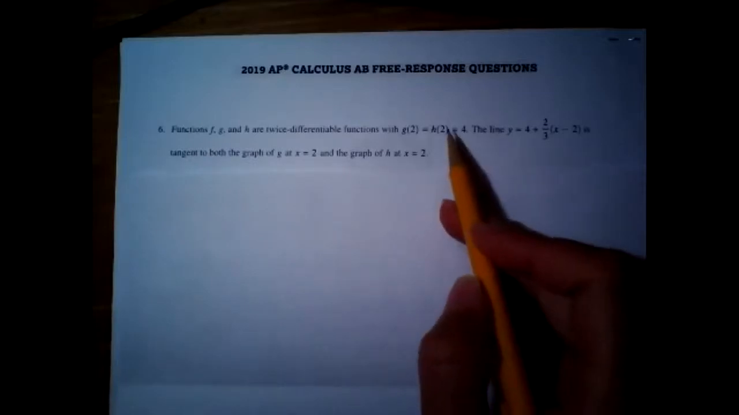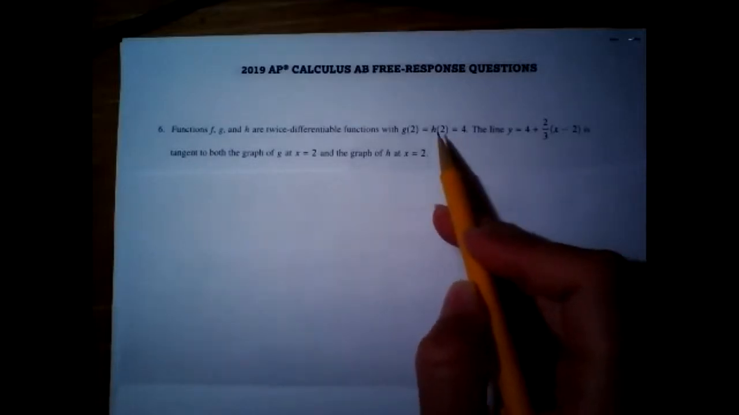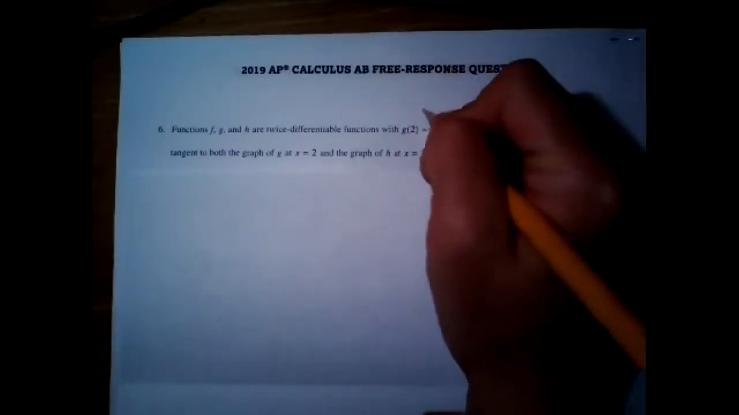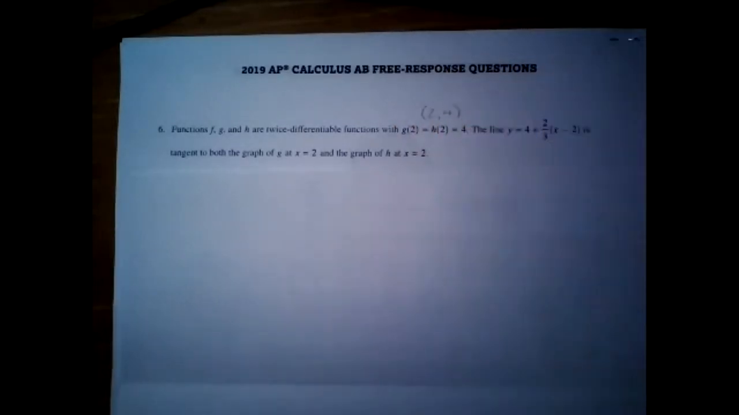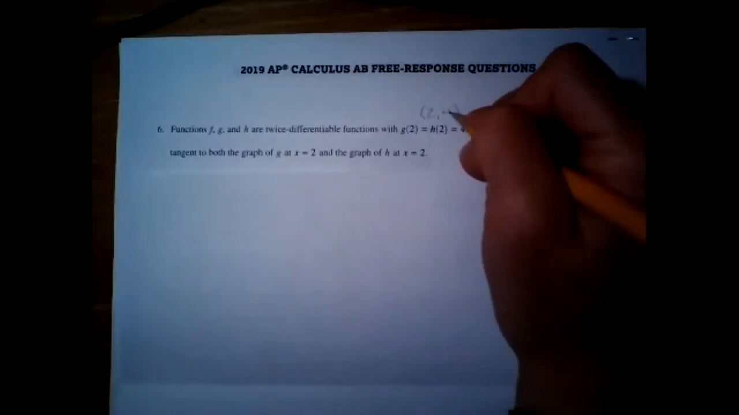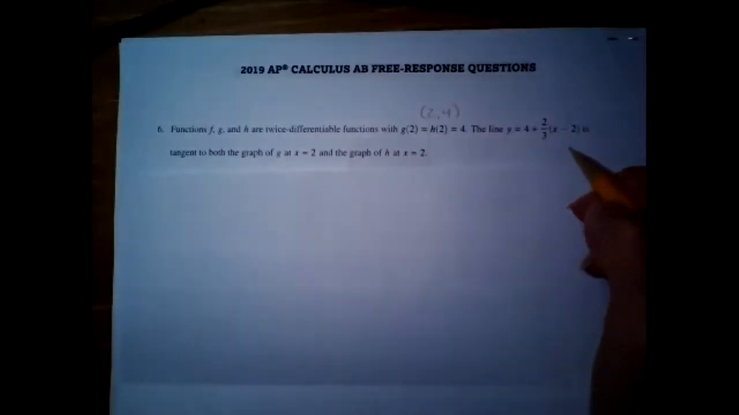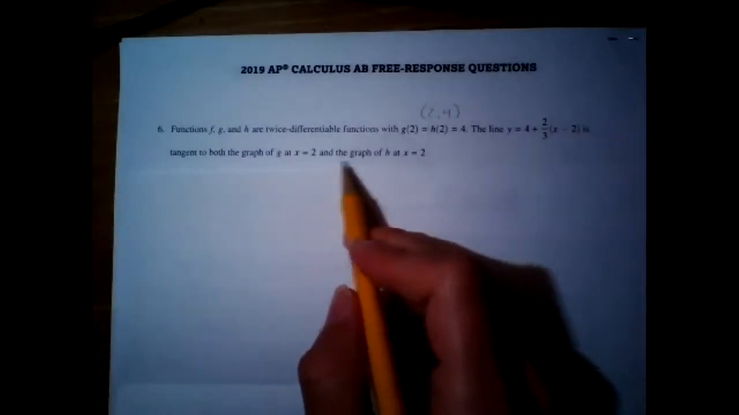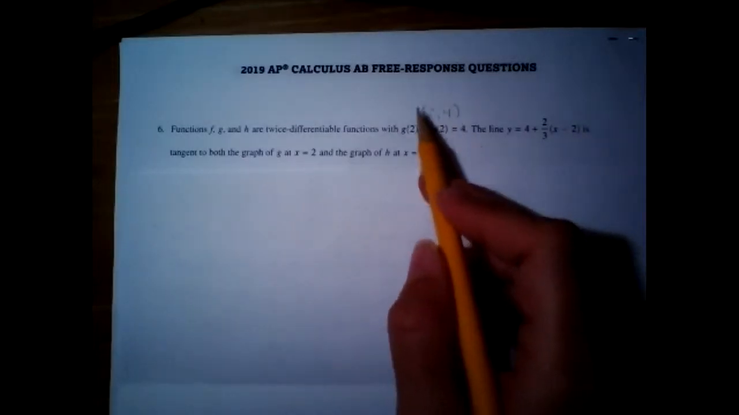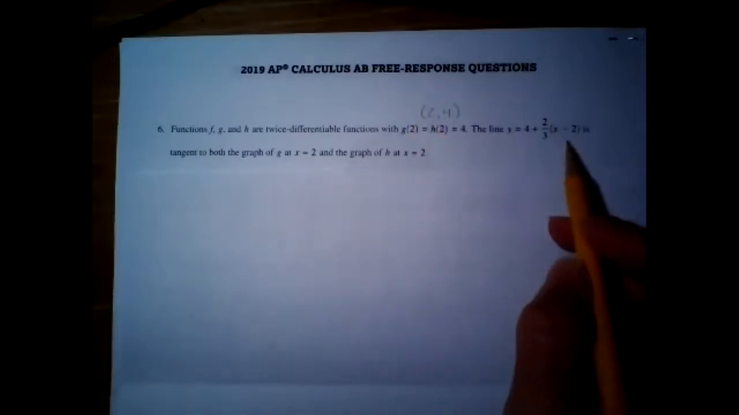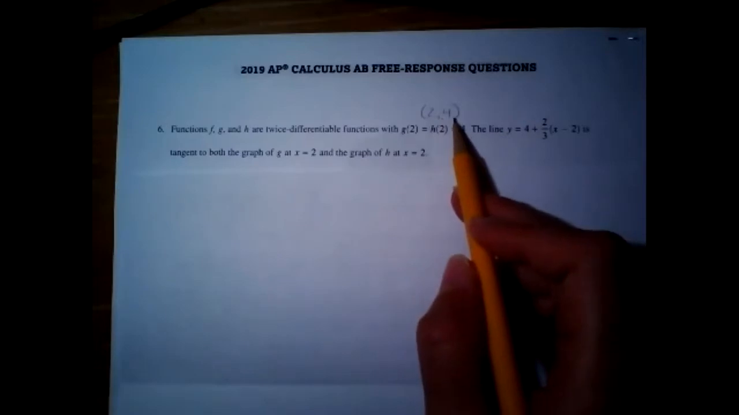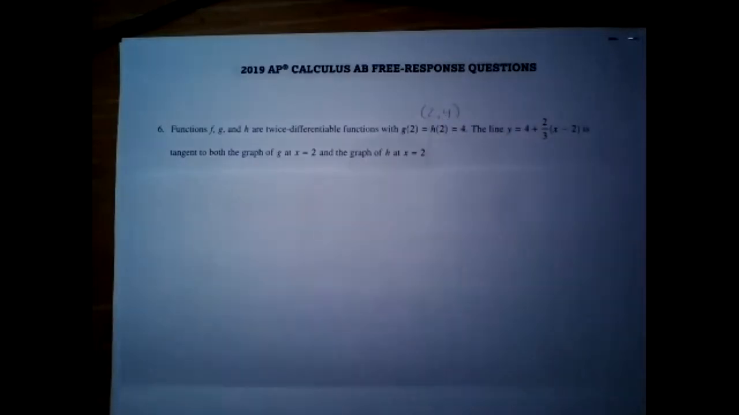g of 2 equals h of 2, which equals 4. All right, that means that the point (2, 4) is on both of those graphs. So that point exists. If you input 2, you get back 4. This line is tangent to both g and h at 2. So you're given this point (2, 4), and then you're told that this equation is tangent to both of those graphs at (2, 4). All right, so that's the thing that they gave us.